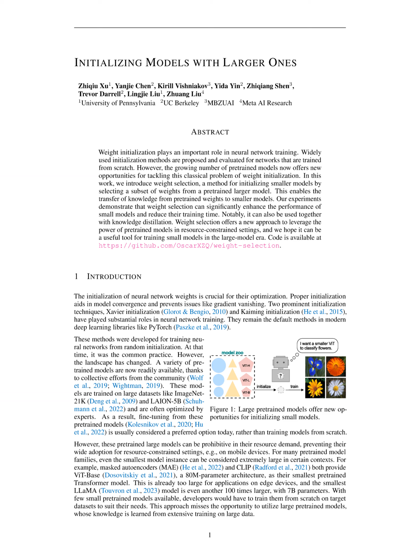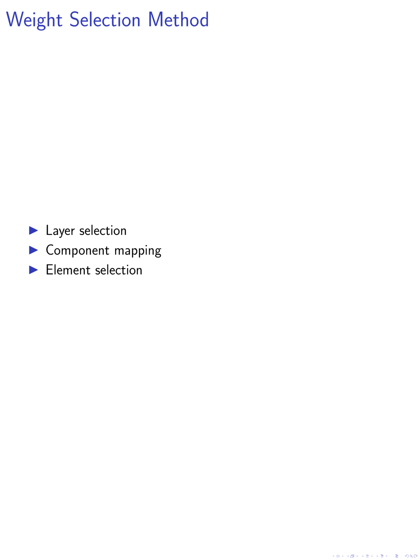In this paper, we propose a weight selection method for neural networks, which involves three key steps: layer selection, component mapping, and element selection. In the first step, we focus on layer selection. For isotropic architectures, we select the first n layers from the teacher model for weight initialization in the student model.